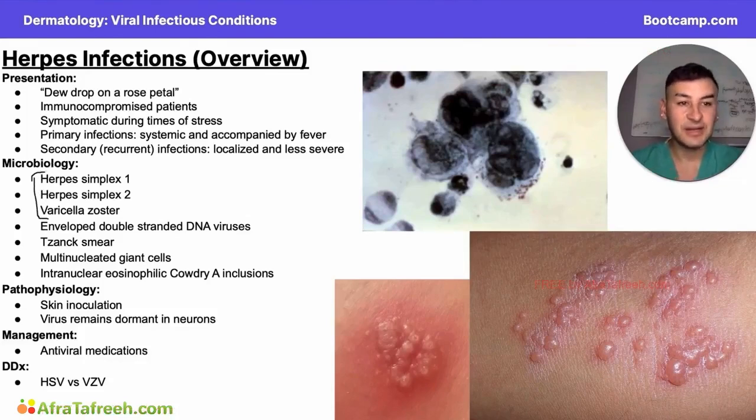Now, how do you recognize a herpes infection on step 1? It's actually pretty easy, okay? I want you guys to focus on some main points here. Let's start with our go-to in derm, which is visual diagnosis. So let's go straight to the source.